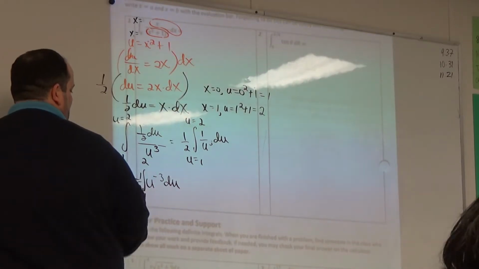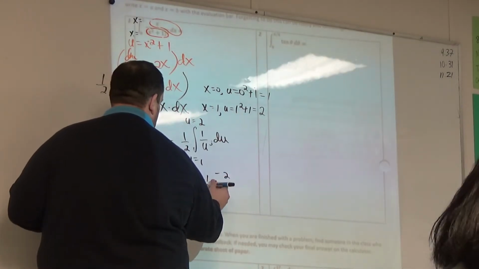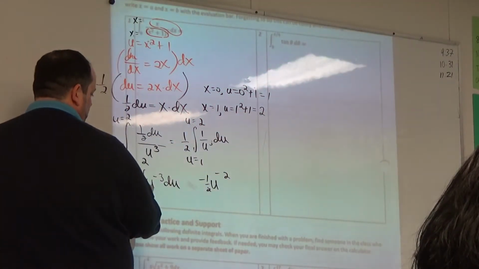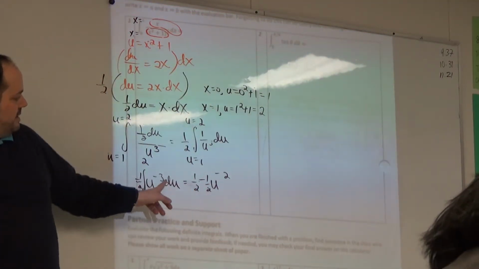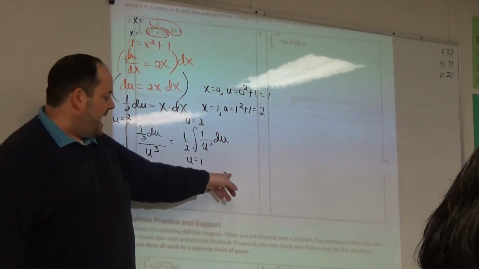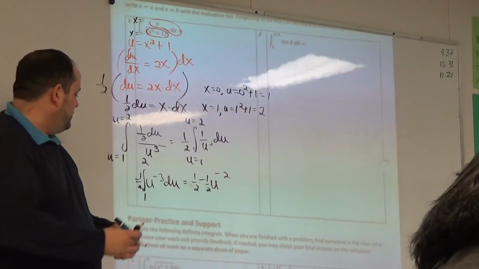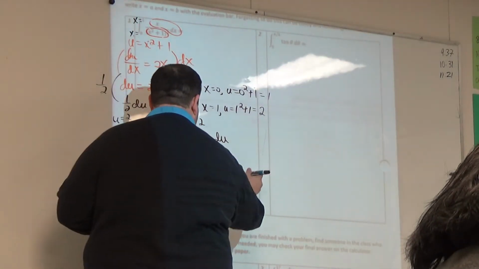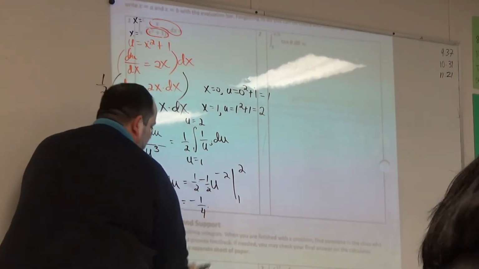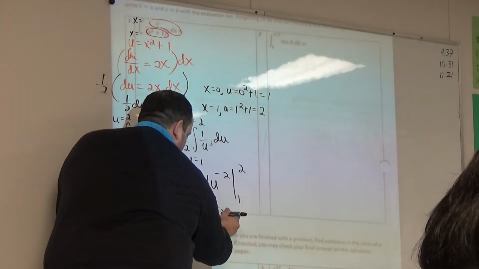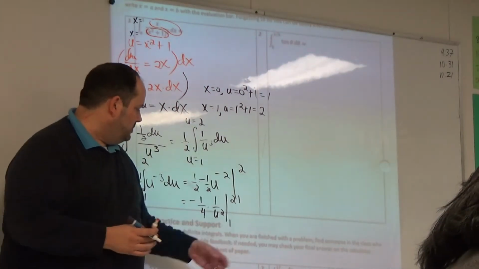from 1 to 2. Antiderivative of u to the negative 3, add 1 to the power. Less. Thank you. Divide by the new power. Don't forget about the 1/2 that's out in front there. I think I was a little messy there. Antiderivative of u to the negative 3, add 1 to the power, divide by the new power. Don't forget about that half you're multiplying by. And now evaluate from 1 to 2. Half times negative a half is negative a 4th. Instead of u to the negative 2, I'm going to call that 1 over u squared. I've got to evaluate from 1 to 2.